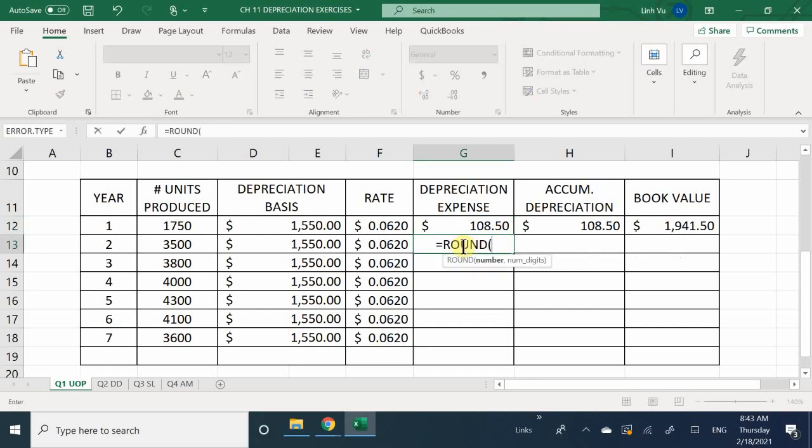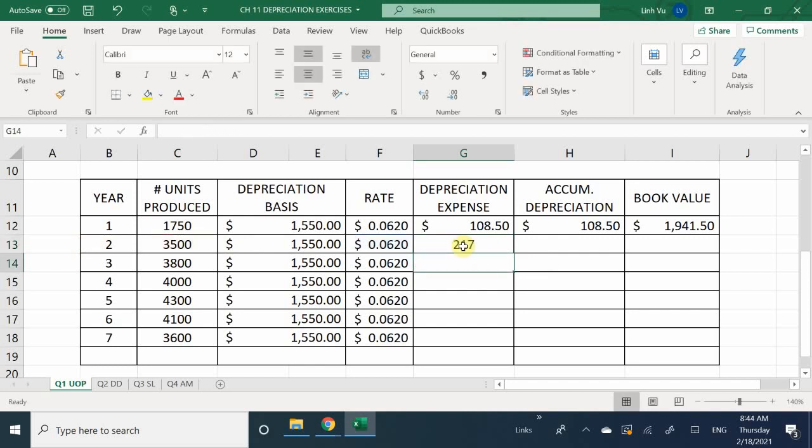$217. 217 even. Good. All right, so then what does that mean? How much is my accumulated depreciation for the second year?